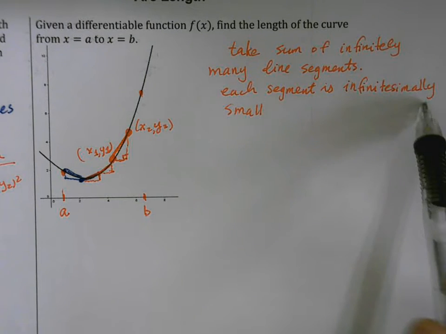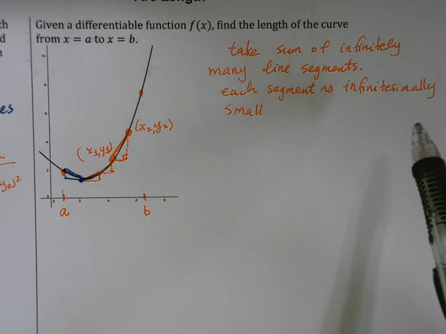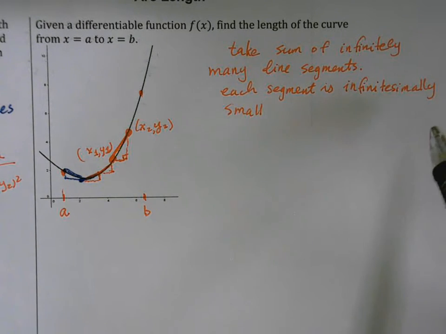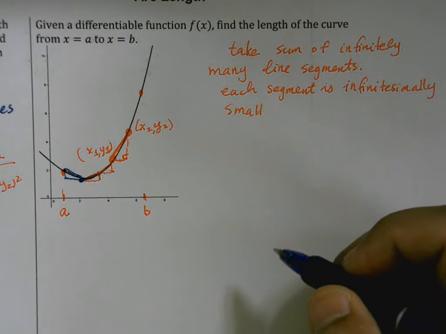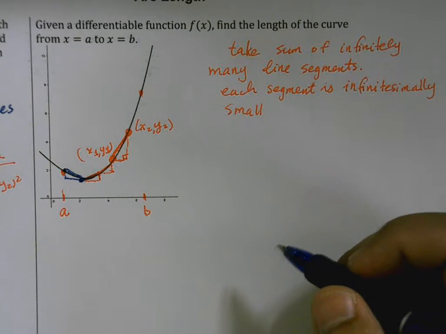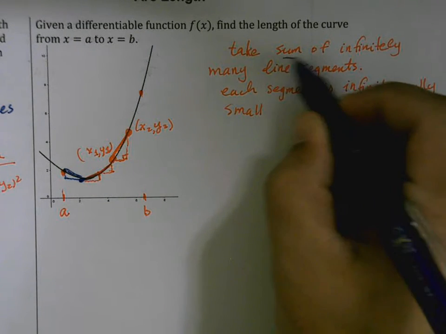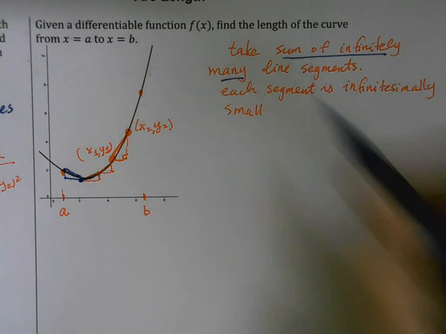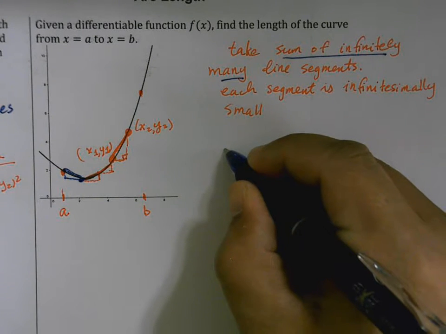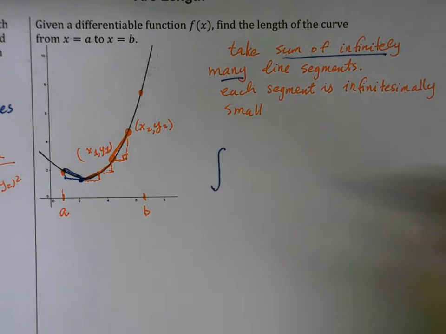Okay? So take the sum of infinitely many line segments, and each segment is infinitesimally small. So this word here, and it's a real word, means as small as possible without going to 0. Okay? As small as you can possibly go without actually going to 0. Now, and this is the part of the video where we get a little bit loose with the notation here, but this is a justification, not a proof. Sum of infinitely many in calculus will eventually mean taking the integral.